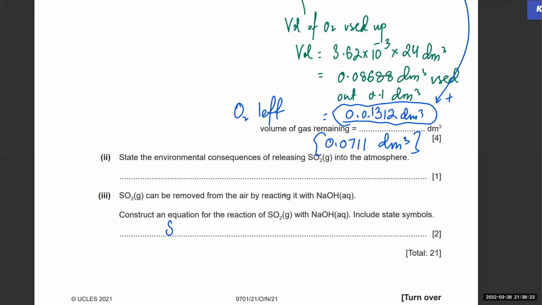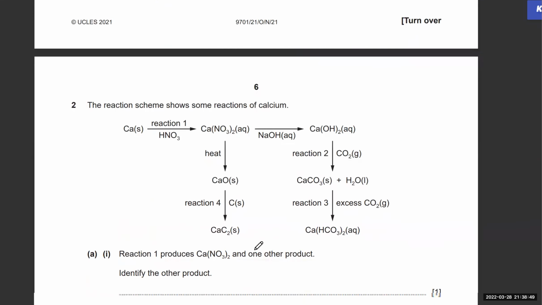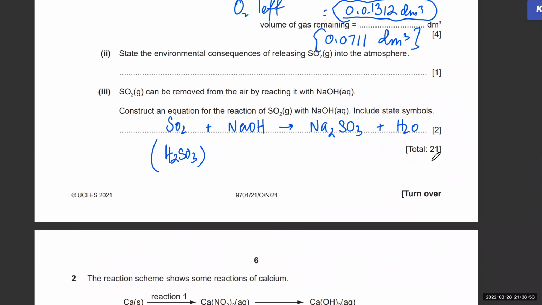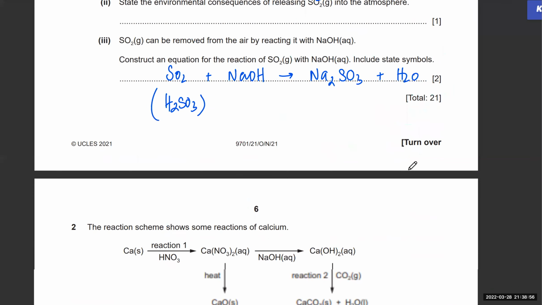So what happens is, whenever you have SO2, think of it as sulfurous acid. So when you're making an equation with NaOH, the salt that is going to be formed is going to be sodium sulfite plus water. So always think of it as a reaction of sulfurous acid with NaOH. And the first question was pretty big. It's 21 marks. Let's try the next one.